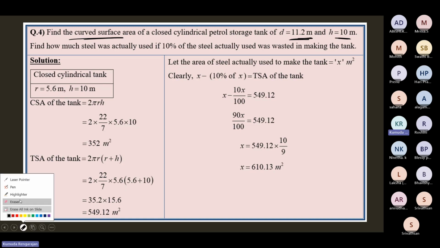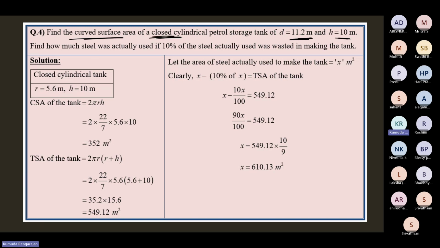Okay. Or you can write 5.6 as 56 by 10 also. Okay, so find the CSA of the tank. Now that CSA we found because they wanted us to find. Now we will find the TSA of the tank. That we will find by ourselves because we know it is a closed tank.